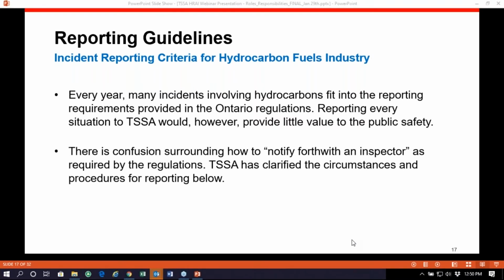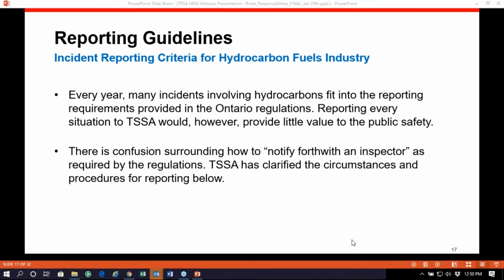So the reporting guidelines themselves, or the incident reporting criteria. Just as a bit of background, every year many incidents involving hydrocarbons really fit into the requirements provided by the regulations, but reporting every situation to us really doesn't provide a lot of value. So the guidelines themselves will help clarify when or when not you should be contacting TSSA.